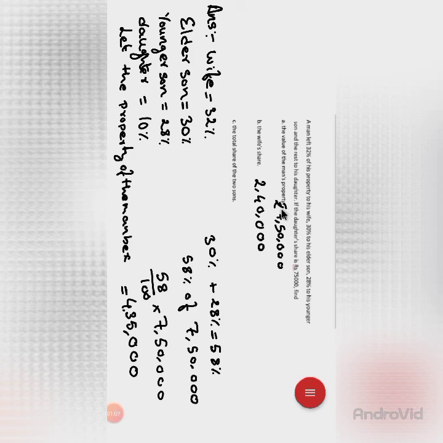Okay, so all of them are in rupees, so we write the symbol of rupees. The total value of the man's property is rupees 7,50,000. The wife's share is 2,40,000, and the total share of his two sons will be rupees 4,35,000.